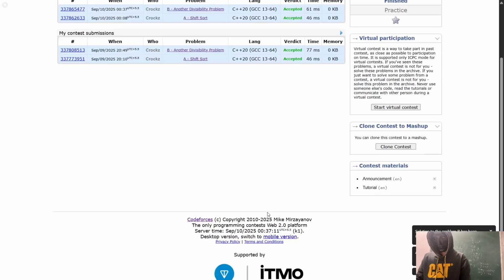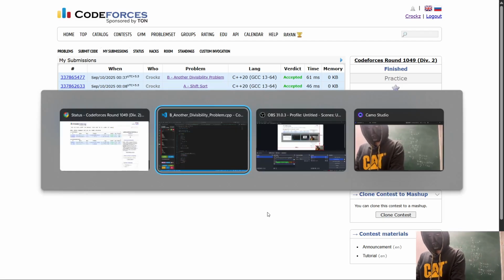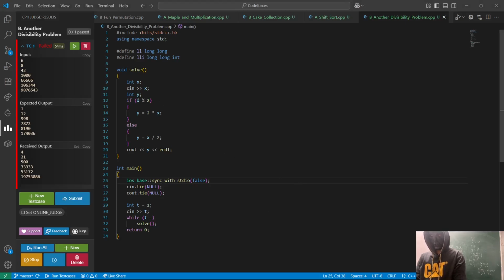So this was a bit of an observation kind of problem. If you could have observed it and taken multiple cases and solved it, you would have easily got this: if x is an odd number, then your y will be 2 times x. If it is an even number, then it is half of x.